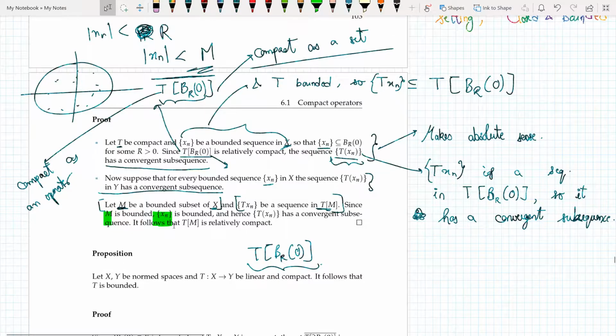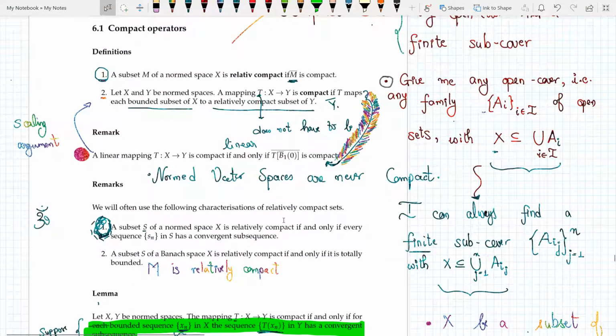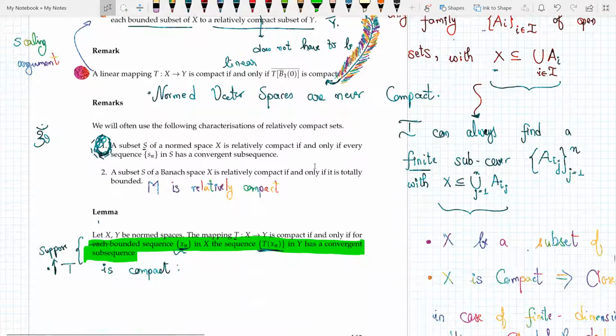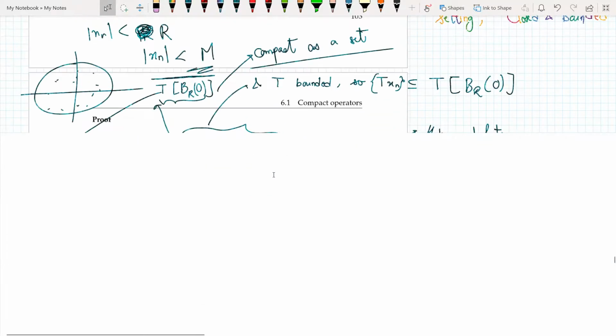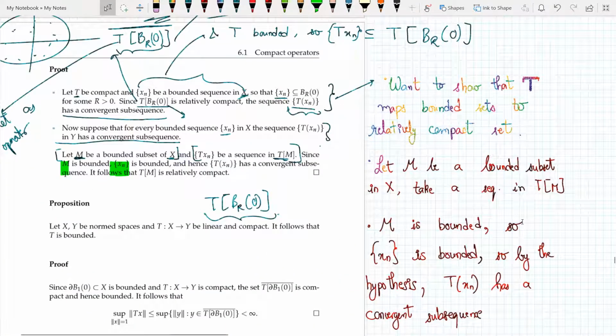So what was the definition of T is compact as an operator? If it maps each bounded subset of X to a relatively compact subset of Y. I know that Txn in Y has a convergent subsequence. So if I prove that T(M) is relatively compact, then I would prove that my operator T is compact, because it maps a bounded set to a relatively compact set. And what would I need to prove that T(M) is relatively compact? I would need to prove that if I take any sequence in T(M), it has a convergent subsequence.